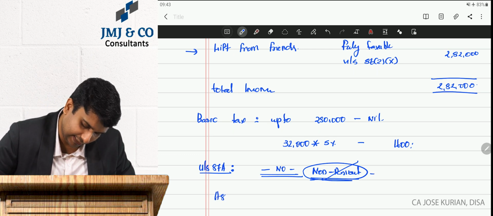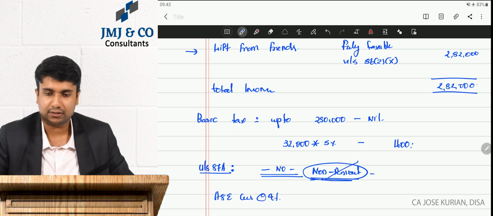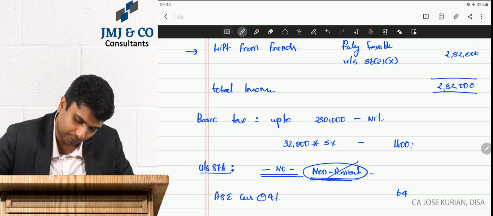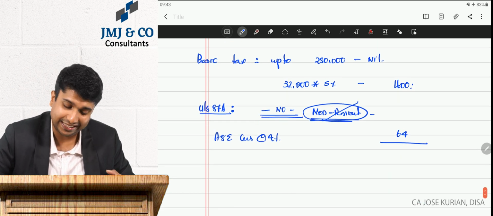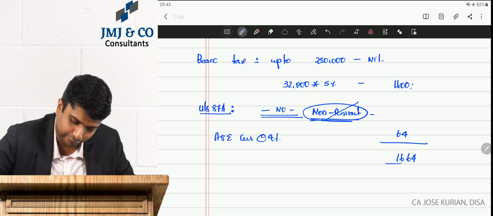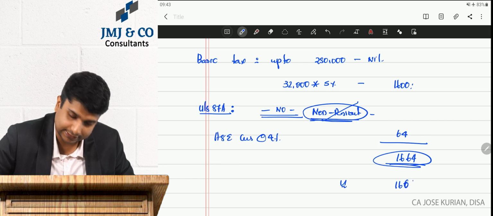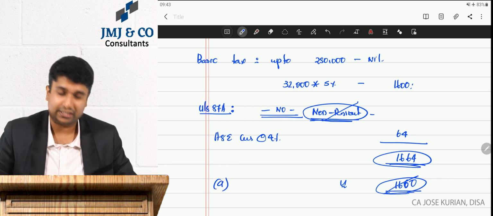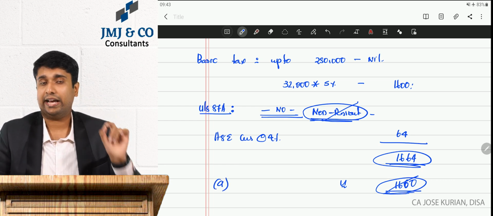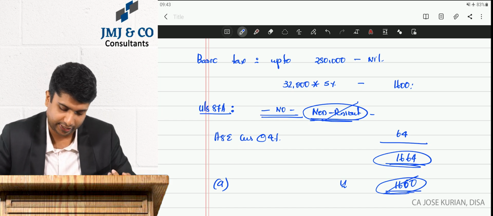And now the health and education cess at 4%. So 4% on 1,600, it would be 64 rupees. And the final tax liability including cess, it would be 1664. And you can round it off to nearest multiple of 10, that is 1660 is the final tax payable for alternative A. So we have determined the residential status, we have computed the total income, and also the final tax payable for alternate A.